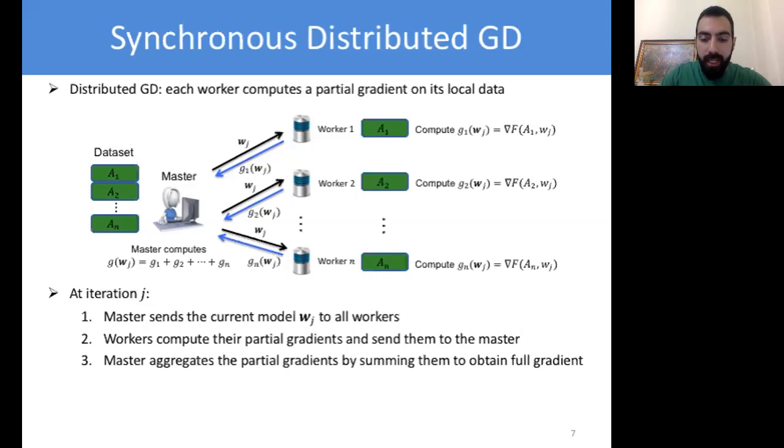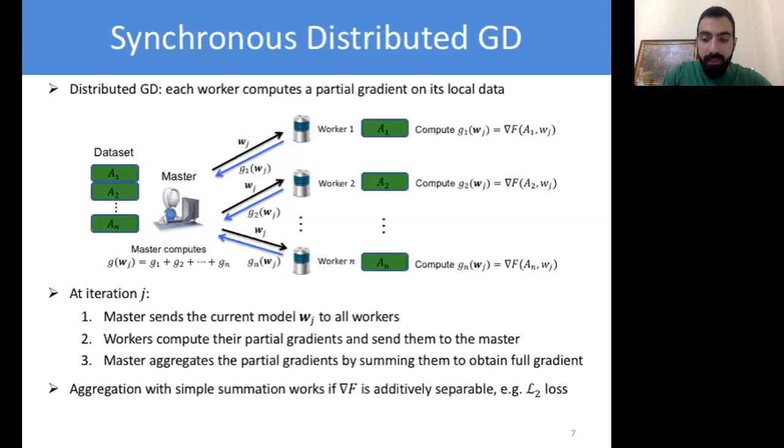This simple aggregation by summation of partial gradients works when the gradient of the loss function is additively separable. One example where this works is the L2 loss function. For other loss functions, the aggregation procedure may not be trivial. As I previously mentioned, this setting suffers from stragglers, who are slow or unresponsive workers. Here, the master needs to wait for all workers to obtain the full gradient, so he is as fast as the slowest worker.